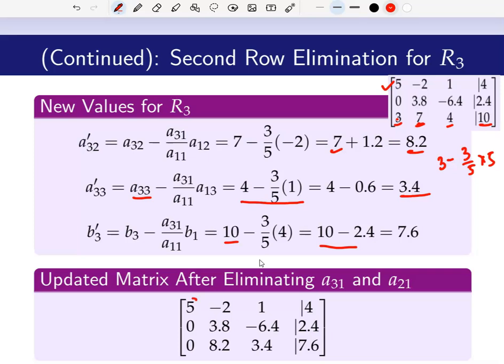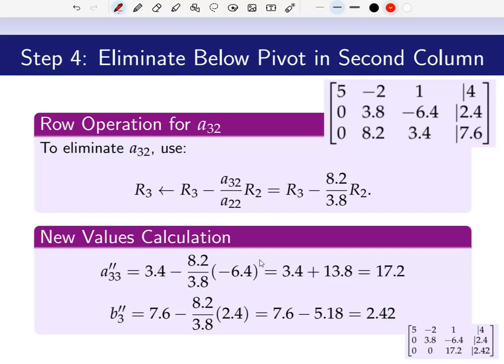So earlier it was the pivot element. Now we got 0 3.8 minus 6.4 2.4, and then 0 8.2 3.4 7.6. Now we have to remove this element, so this element will become the pivot element. So to eliminate a32, we use r3 is nothing but r3 minus a32 by a22. a32 is nothing but 8.2, a22 is 3.8. So r3 minus 8.2 by 3.8 into r2. If we do the operation, it will automatically be 0.